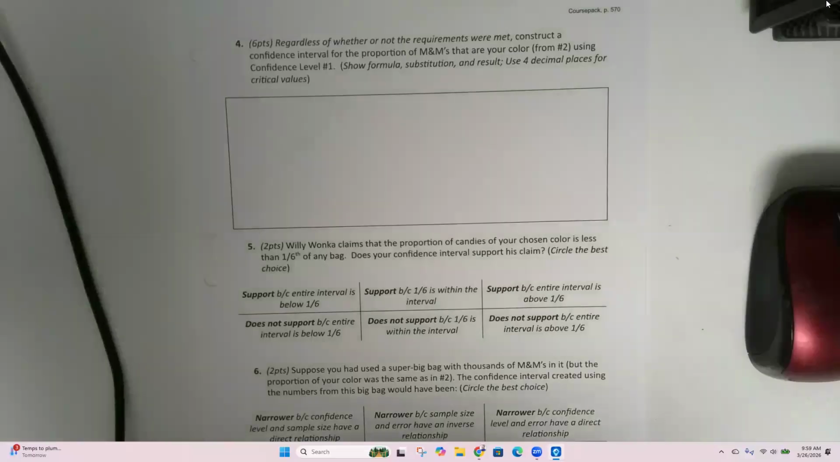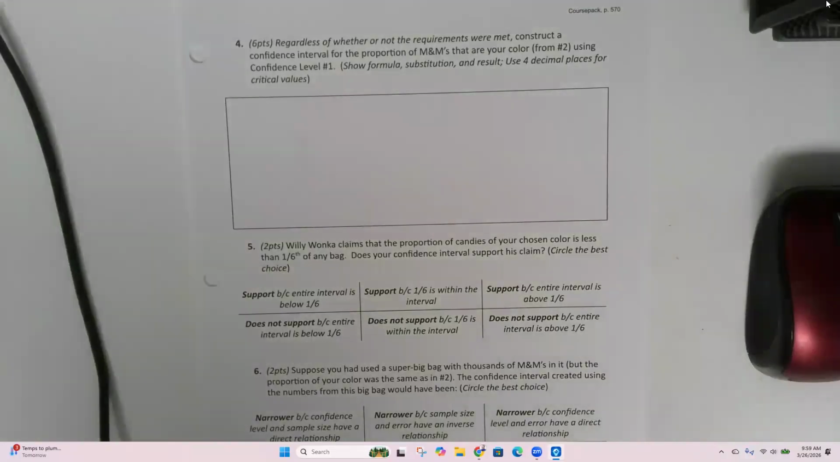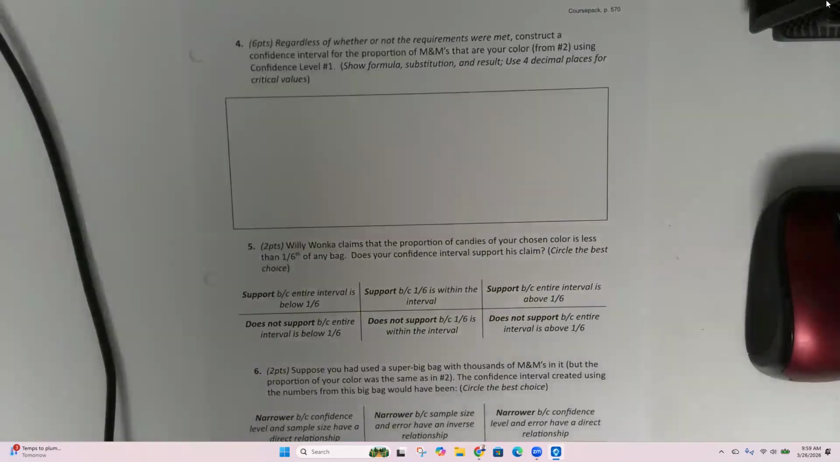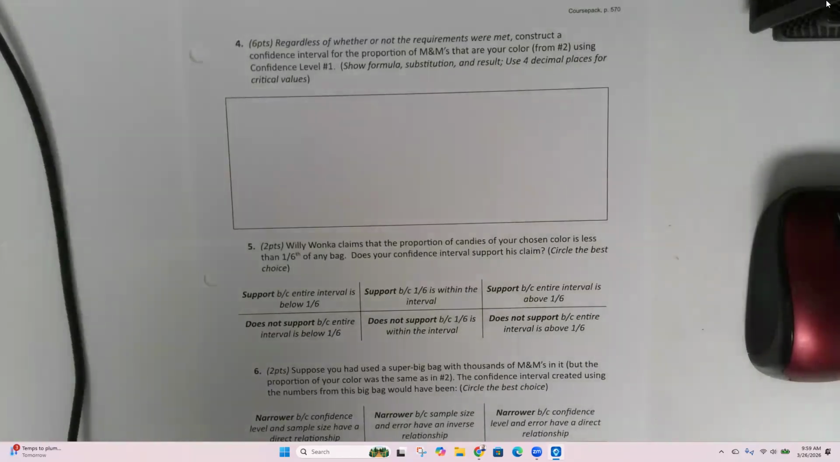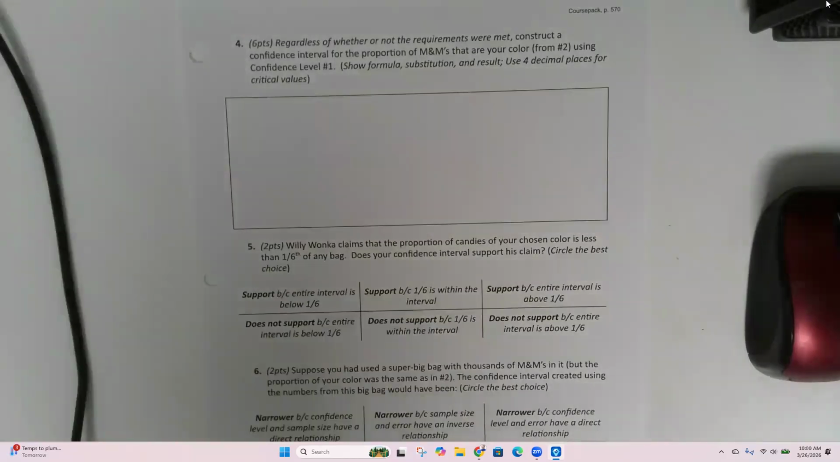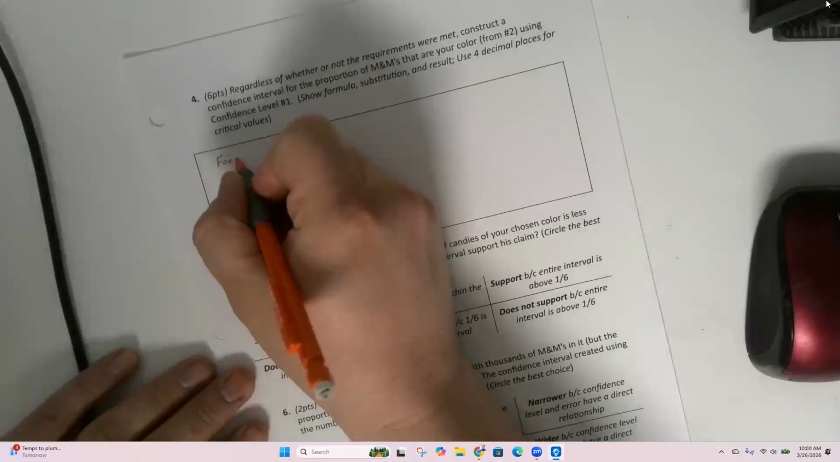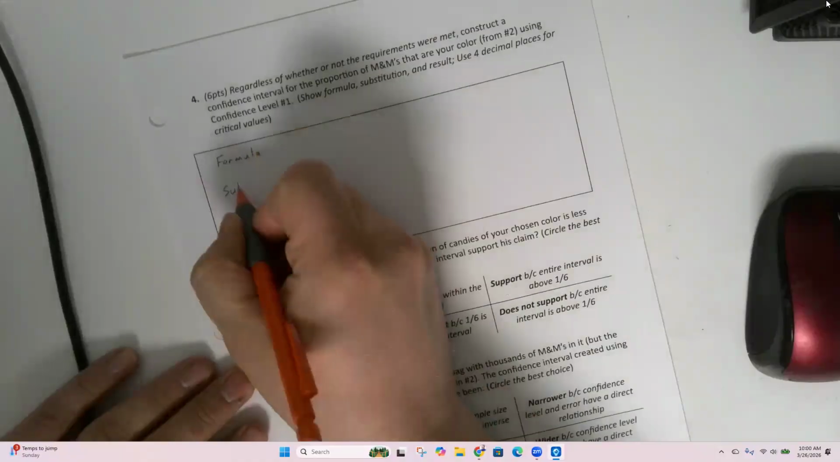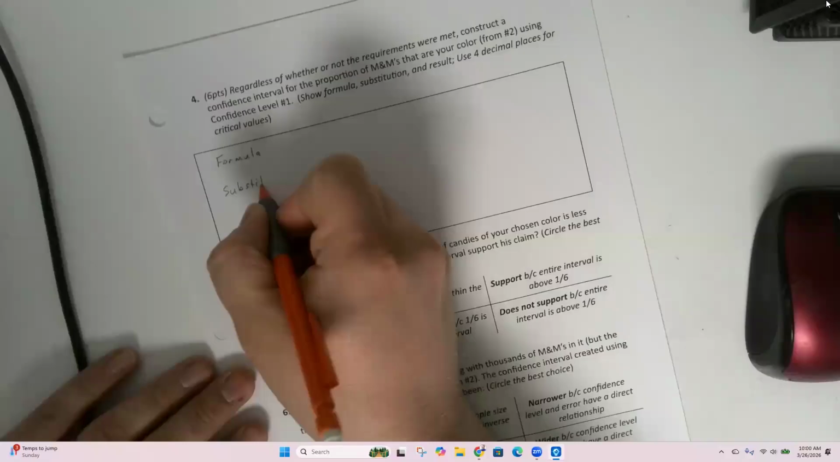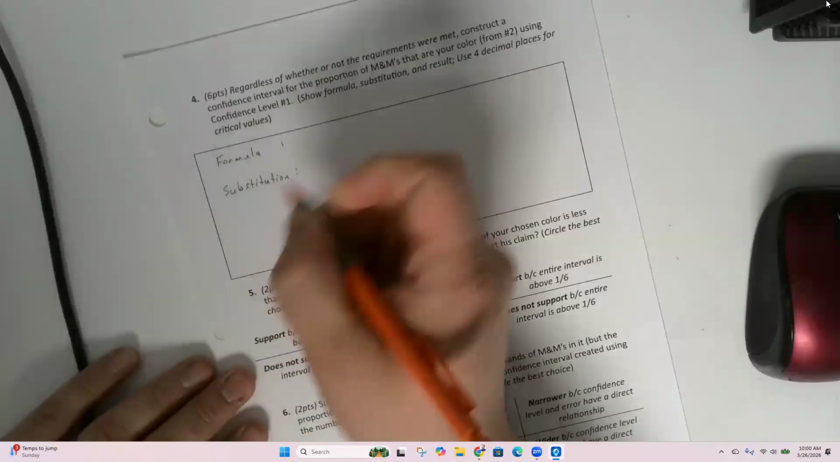All right. Question 4 says, regardless of whether or not the requirements were met. So if you got 3 yeses or if you didn't get 3 yeses, let's keep going. Either way is fine. Construct a confidence interval for the proportion of M&Ms that are your color from number 2. Mine was blue. Maybe yours is a different color. Use confidence level number 1. So we need to show the formula, we need to do the substitution, and then we need the result.